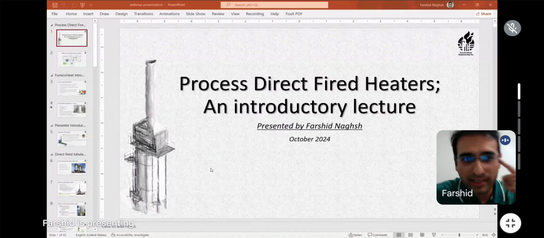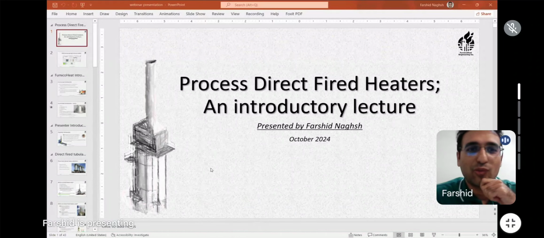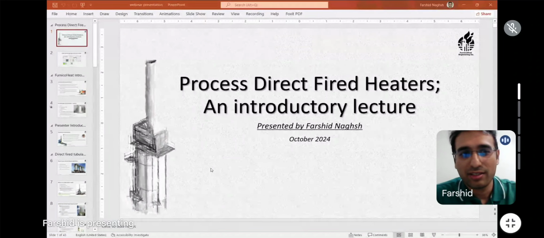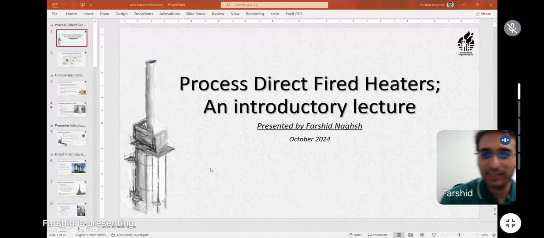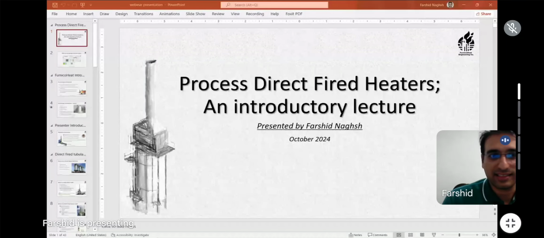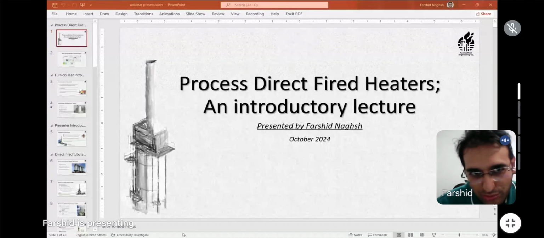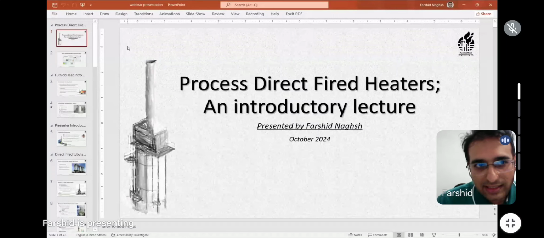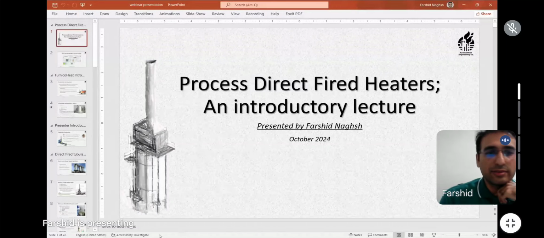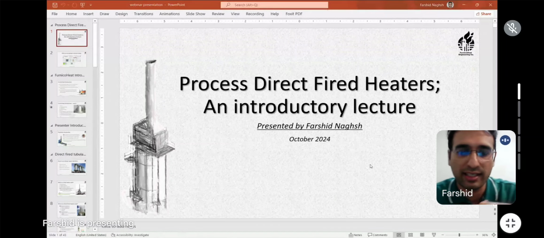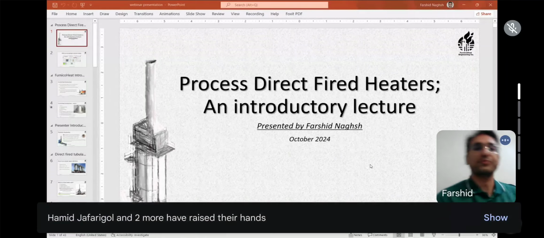I cannot make this PowerPoint full screen. It has some issues, so I hope you can see my screen, and it's okay for you to see the screen in this size. Can everybody see my shared screen? If okay, please raise your hands or say something so that I understand you already have my screen. Okay, thank you. Good.